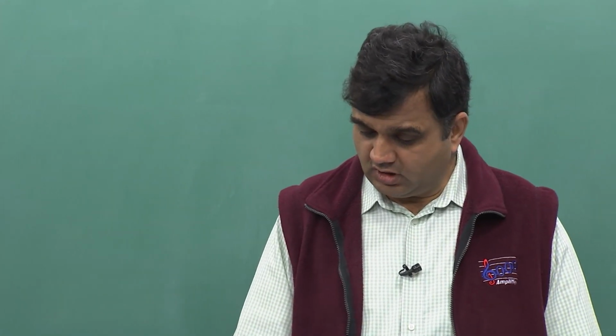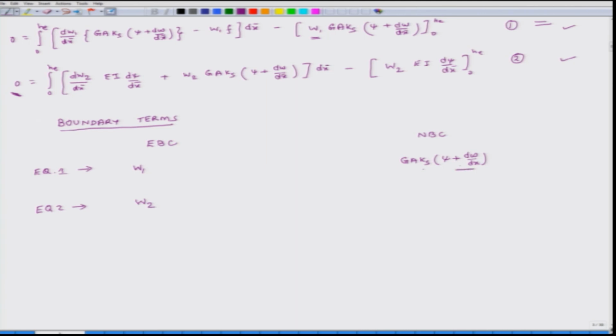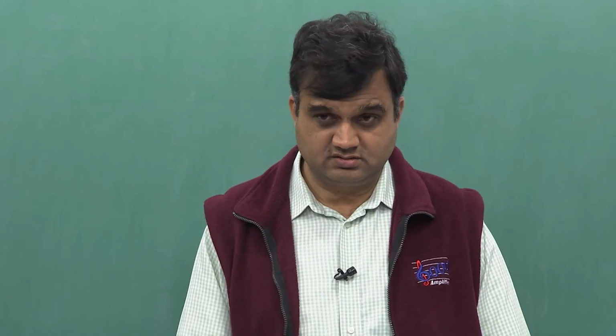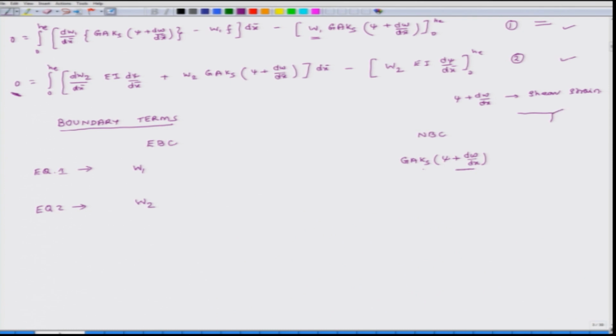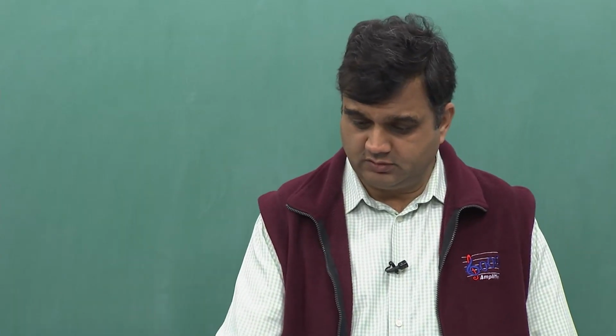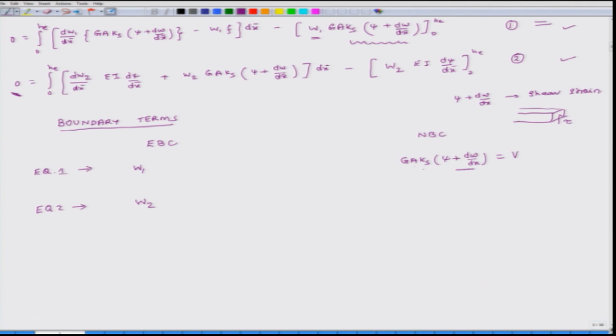And physically, what does it represent? Psi plus dW over dx, we had explained earlier in the last class, is nothing but shear strain. When I multiply this shear strain by G, it becomes shear stress. And if I have a beam and the shear stress here is tau, and I multiply this by the area of the cross section of the beam, then shear stress times area is nothing but shear force. So, in the first equation, this term physically represents the shear force.